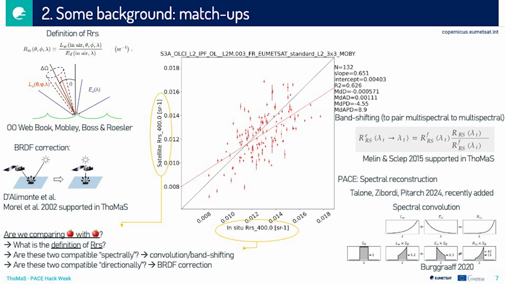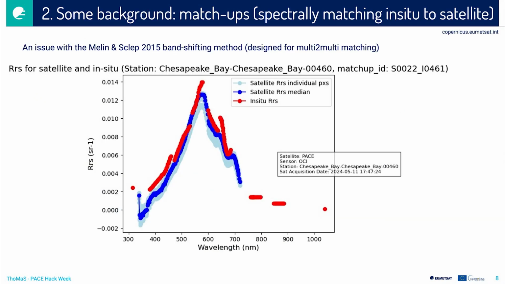spectral reconstruction approach. This is before, so when I tried to apply the band shifting like I was doing for the multi-to-multi band shifting, this kind of thing happened. So the in-situ spectrum, which is the red one, had a lot of bumps, let's say, and this is because this band shifting of Mélin and Sclep, to accommodate for differences, is not well suited to match multispectral in-situ to hyperspectral, which is the case of PACE.